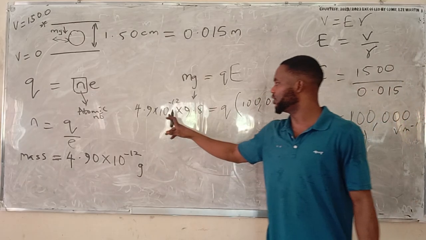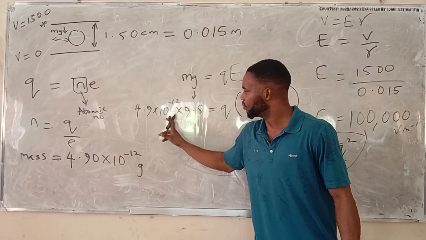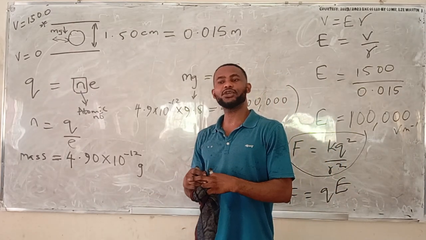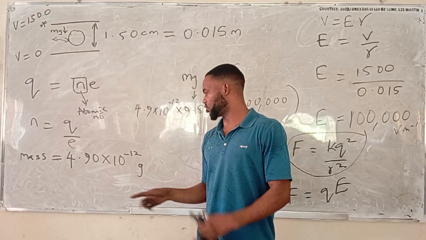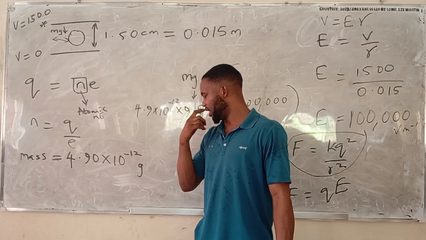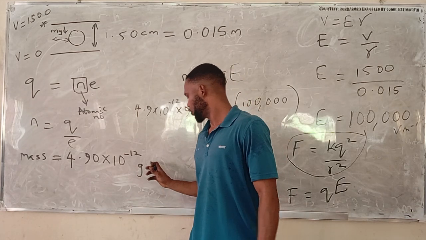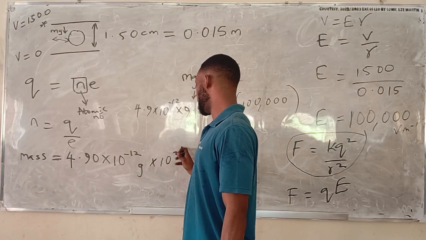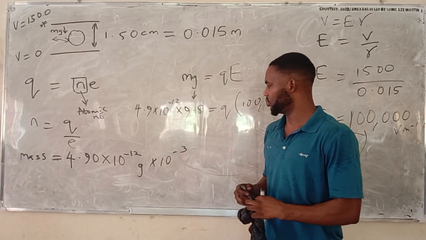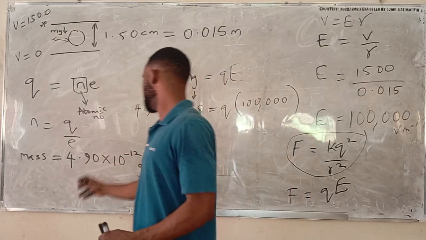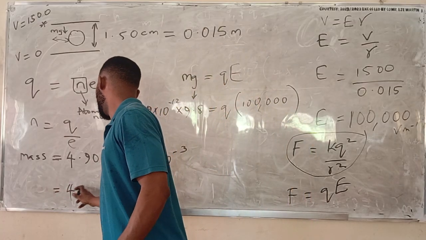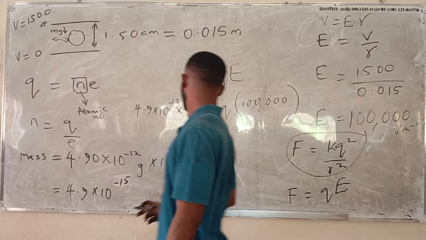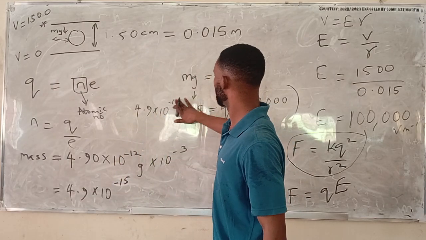But please, before I do this, make sure you know that this mass is in gram. But in physics, we like using kilogram. So let's convert this to kilogram. I will divide by 1,000, which is the same as saying times 10 raised to the power minus 3. Is it true? So that means this is the same as saying 4.9 times 10 raised to the power minus 3. Please check well for me.